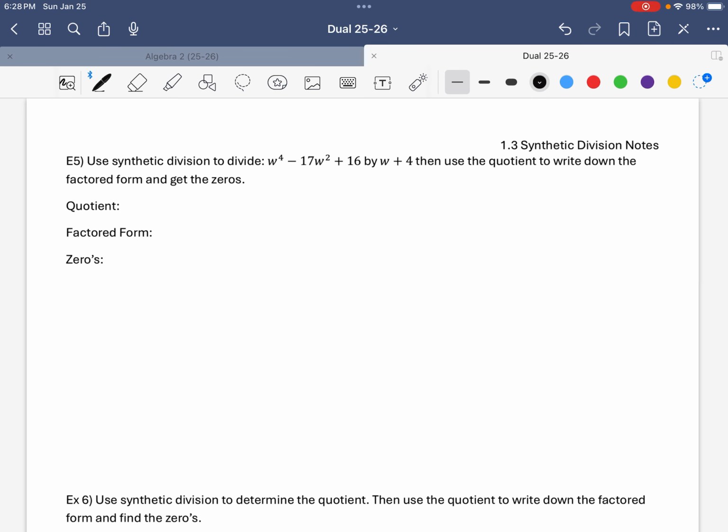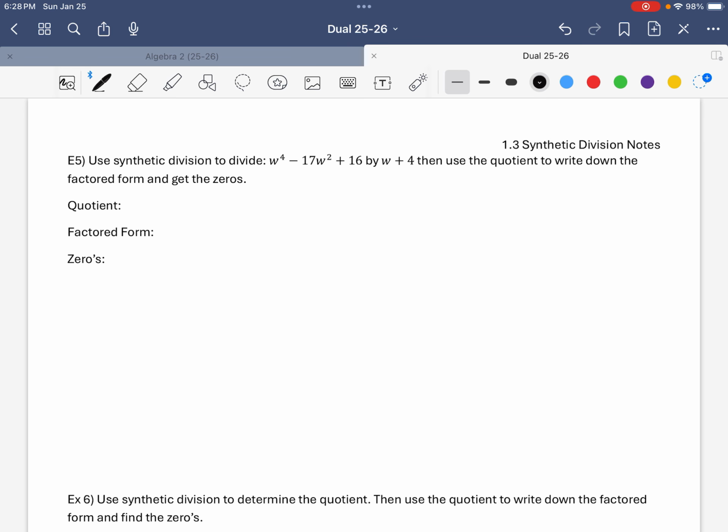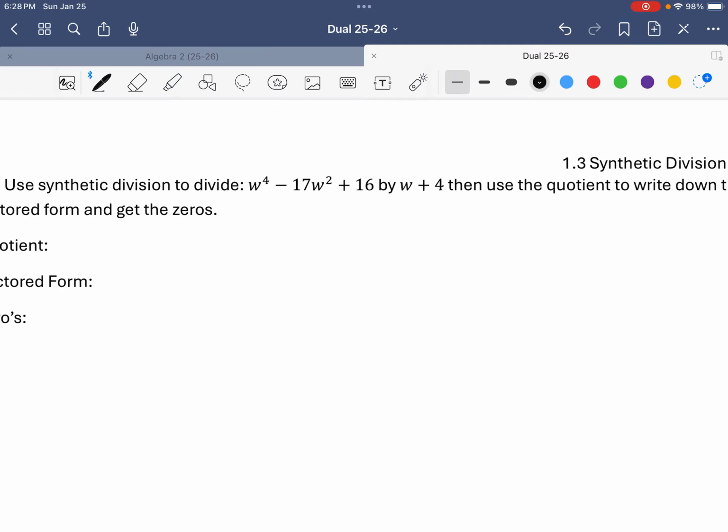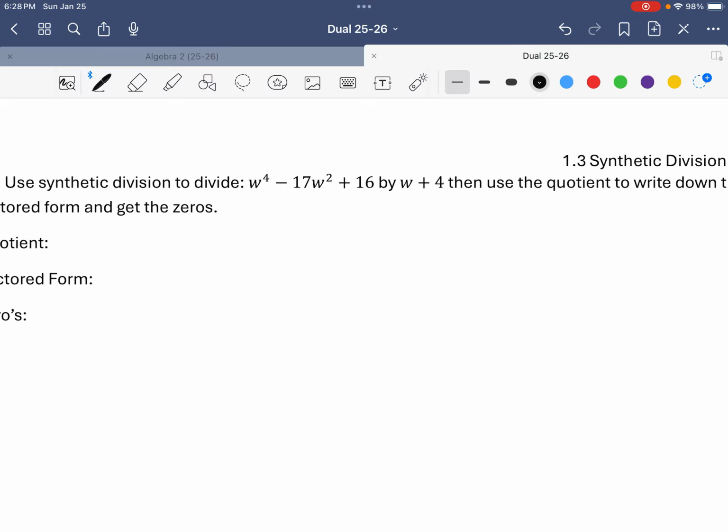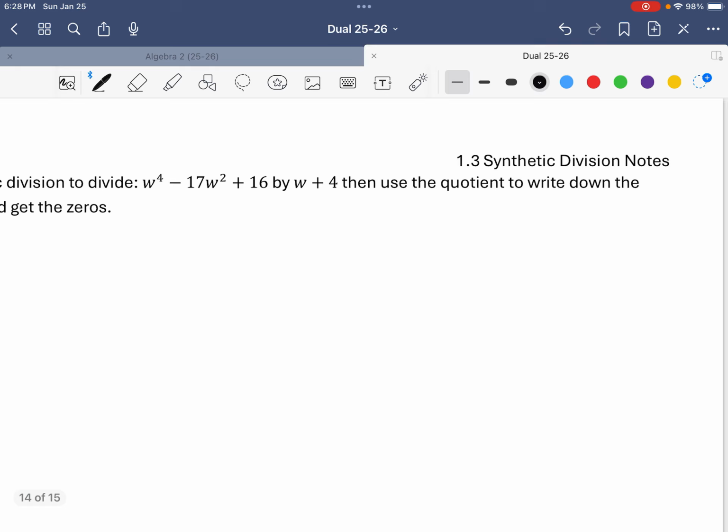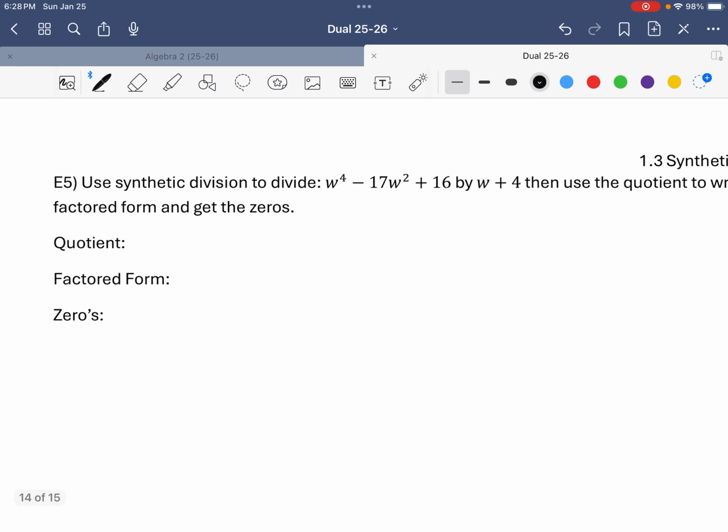Number 5. Oh, I remember these. A little bit of extra work. Okay. Use synthetic division to divide w to the 4th power minus 17w squared plus 16 by w plus 4. Then use the quotient to write down the factored form and get the zeros. So quotient, factored form, that's new. And then zeros, that's kind of new also, right? So what the heck? Okay.